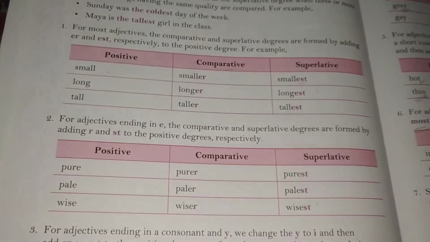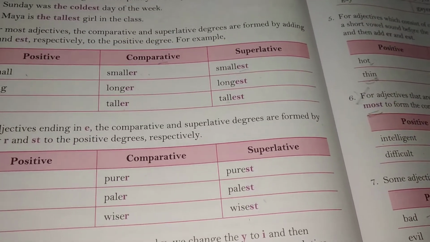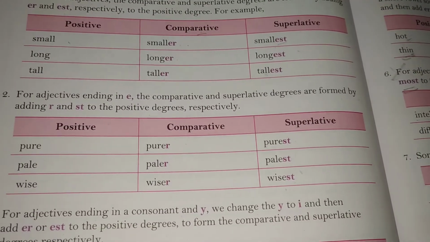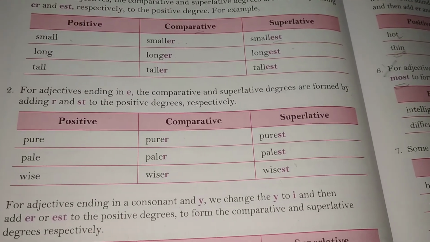Okay, students, these are rules one to six, by following which we can form the comparative and superlative degree. I hope till here you have understood.